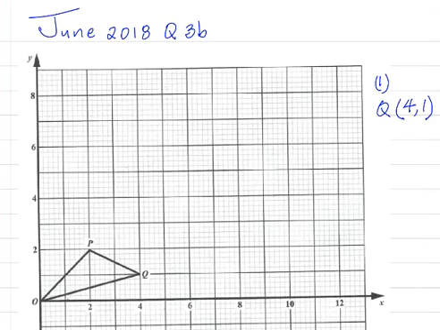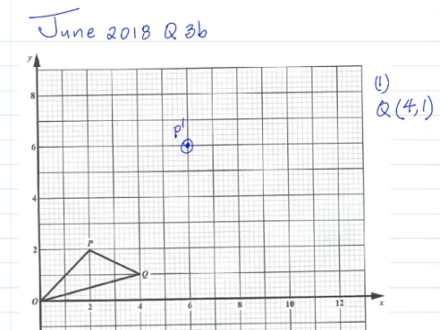From the center, which is the origin, to P, I go 2 units right and 2 units up. To get to the image of P, I must triple that distance. So I'm going to go 6 units right and 6 units up. This would be the new position of P, and this is P prime.